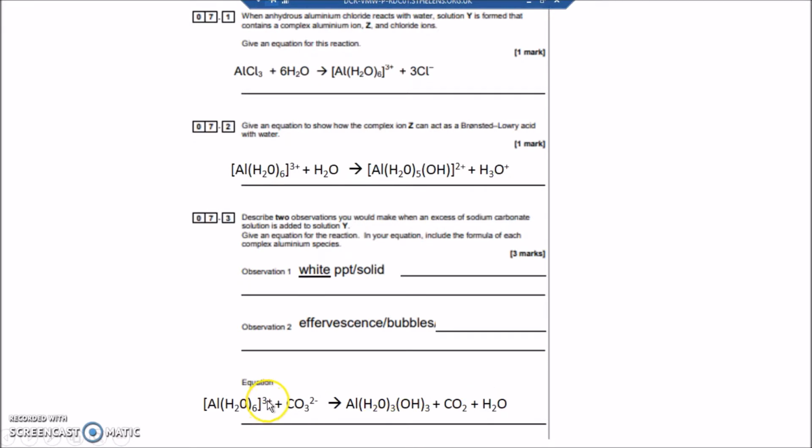Well, the first thing to note is I've got 3 plus and 2 minus. So if I have 2 of these, that will give 6 pluses, and 3 carbonates will give 6 minuses. That's a start. So 2 of these and 3 of these gives 6 plus, 6 minuses. I've got 2 Als now, so I'm going to need 2 Al(H2O)3(OH)3. I've made 3 Cs, and then if you have a look at the H's, you can balance up all the H's and you find you need 3 H2Os, or you can balance the O's either way.